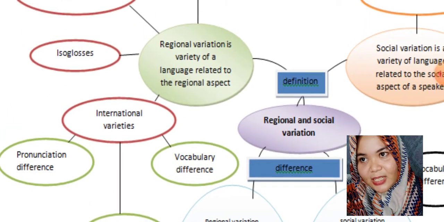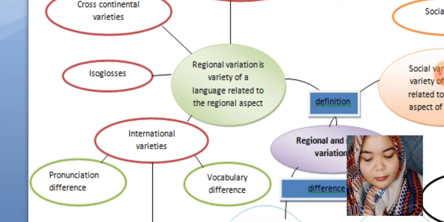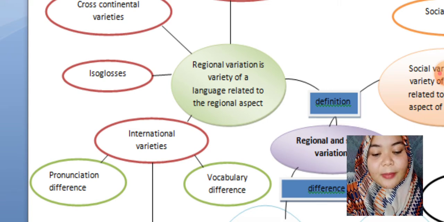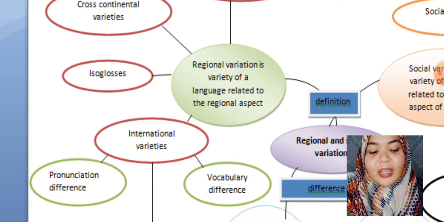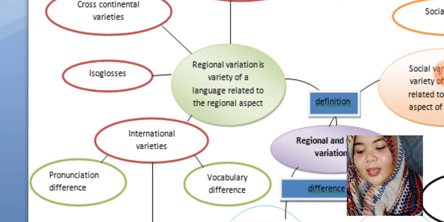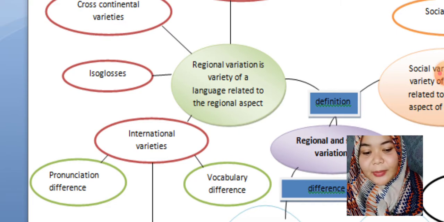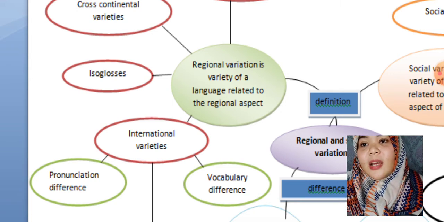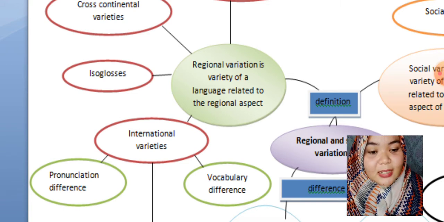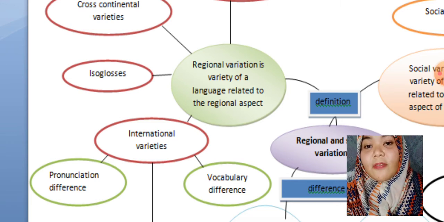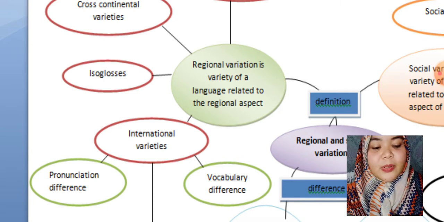That's the international varieties. And now we are going to go to the isoglosses. The definition of isoglosses is a line on a map that marks the boundary between areas where language features are different. It means that two places having a boundary by a line on a map could have a different language because of the different areas. The isoglosses can be clearly seen in the difference of the lexical element, for example, the word.